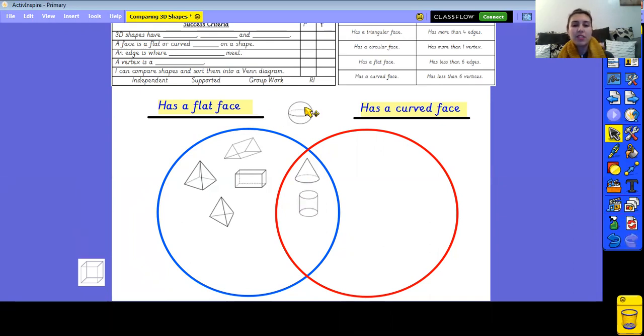Our sphere. Does our sphere have any flat faces? No, it does not. It only has 1 curved face. So that would mean it belongs only in the red circle. And last but not least, we've got our cube. Does the cube have a flat face? Yes, it does. It has 6 of them. Does it have any curved faces? No, it does not. So it belongs only in the blue circle. So that's how I've organised my Venn diagram. But like I said, we could have done that in many different ways had I just named my Venn diagrams something a little bit different.